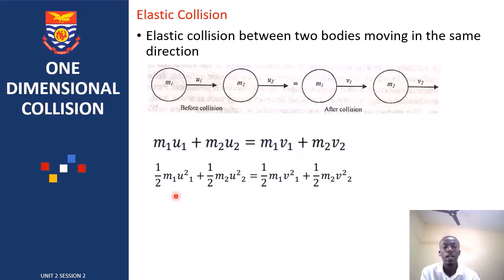Then for the kinetic energy we have 1 over 2 m1 u1 squared plus 1 over 2 m2 u2 squared to be equal to the after collision, that's 1 over 2 m1 v1 squared plus 1 over 2 m2 v2 squared.